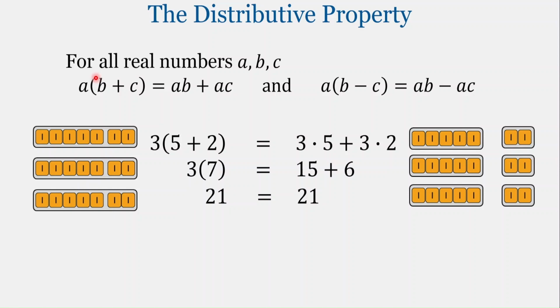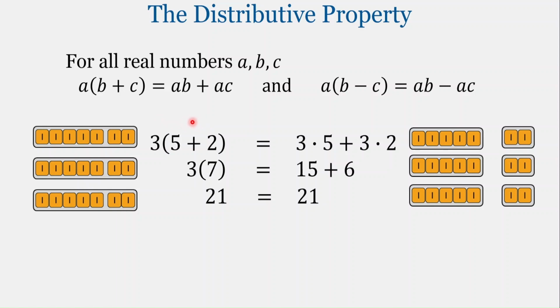With the distributive property, multiplication is distributed or handed out to the parts of addition. So for all real numbers a, b, and c, we have the quantity b plus c, and it's multiplied to a. So we can distribute this a to b and c. Now, since subtraction can be converted into addition, it also works over subtraction.